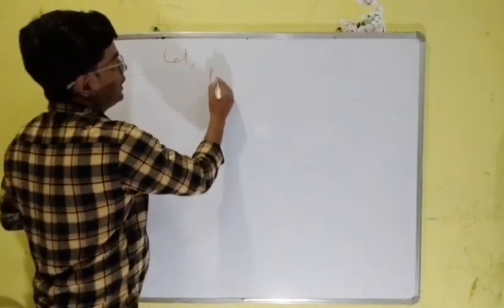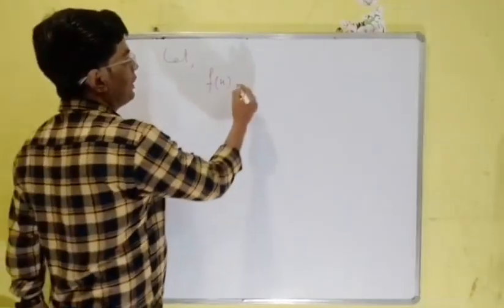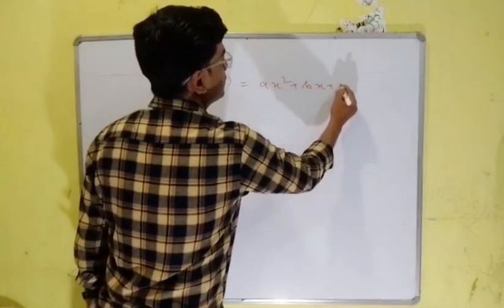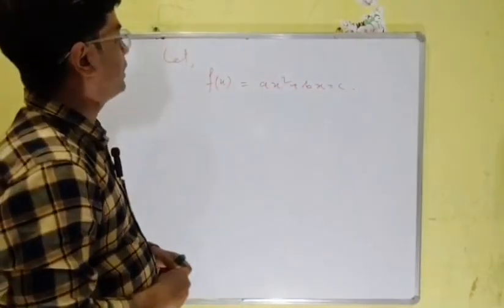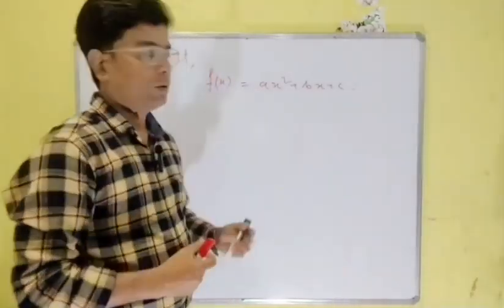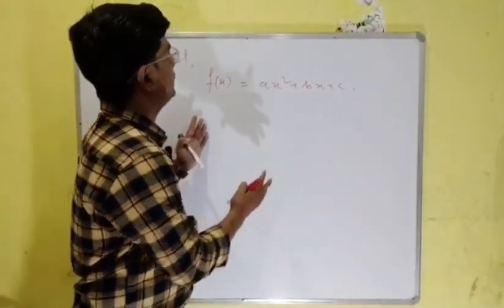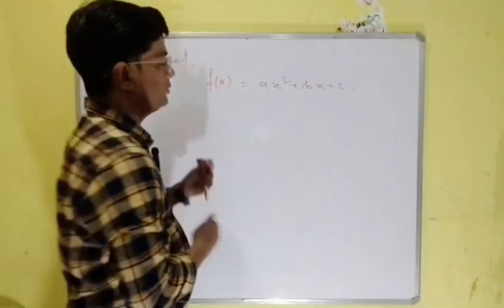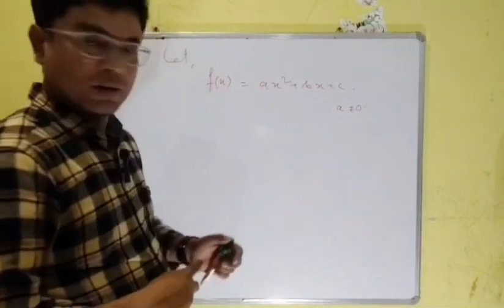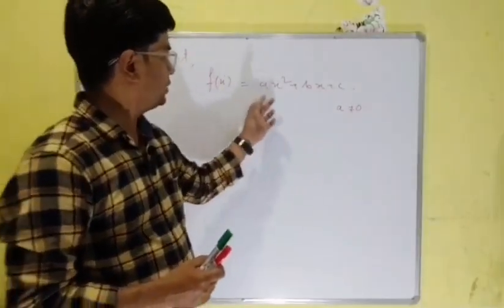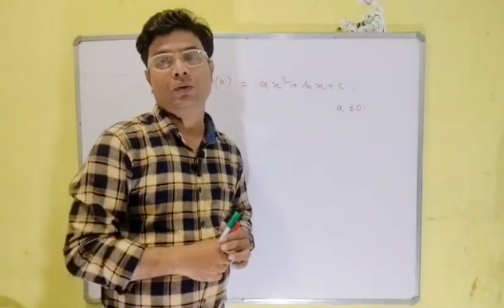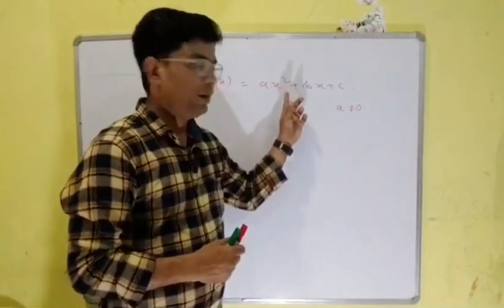Let f(x) be a quadratic polynomial, ax square plus bx plus c. ax square plus bx plus c is a quadratic polynomial. What is the condition to be a quadratic polynomial? The condition is that a cannot be 0, and the exponent of the variable should not be a fraction or a negative number. It should be a whole number.